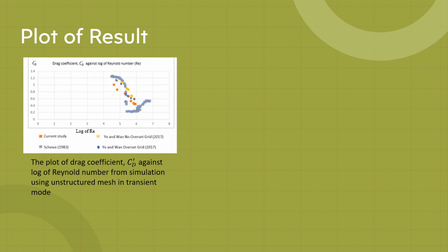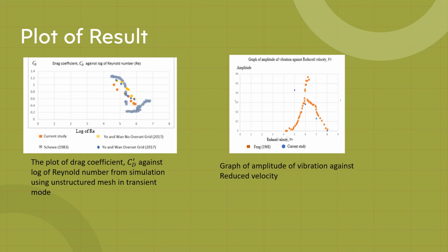So now I'll be talking about the plot of the results. For the fixed cylinder, the plot of drag coefficient against the logarithm of Reynolds number is plotted, and the result is compared against the Sui 1983 experimental result and the simulation result by Yin 2017. For the moving cylinder, the graph of amplitude of vibration against reduced velocity is plotted, and the result is compared against Feng 1968.